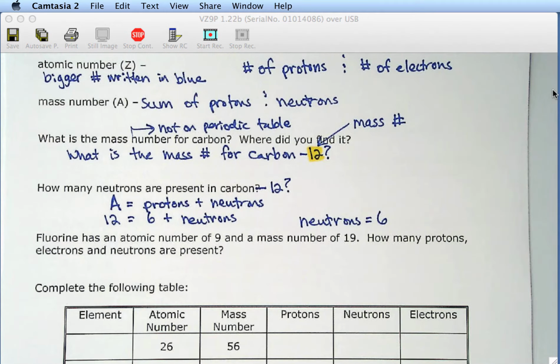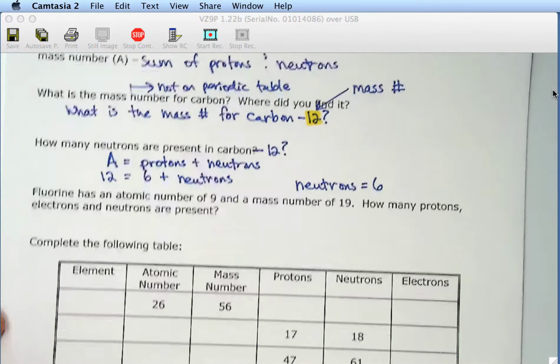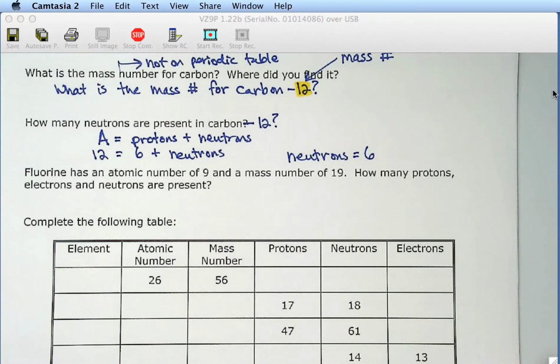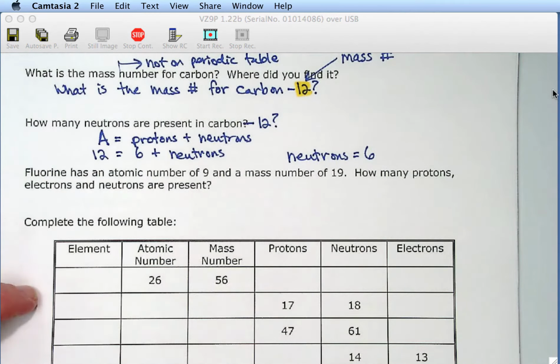So I have to provide you with the mass number, or I have to provide you with the neutrons, at least. You can get the atomic numbers off the periodic table. That tells you how many protons there are. So here's another question that covers this. Fluorine has an atomic number of 9, and you can verify this. Look at your periodic table. Right there. The atomic number 9. And a mass number of 19. How many protons, electrons, and neutrons are present?